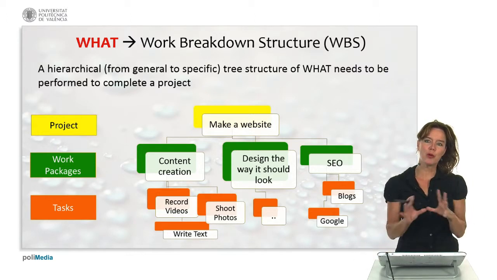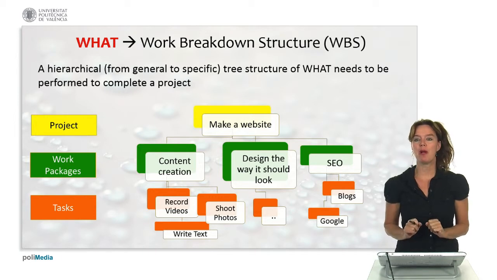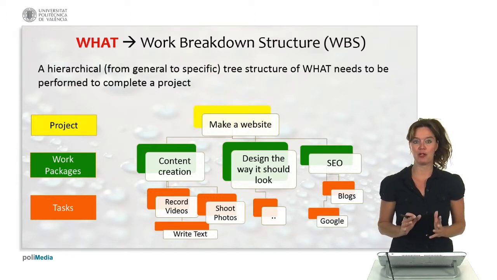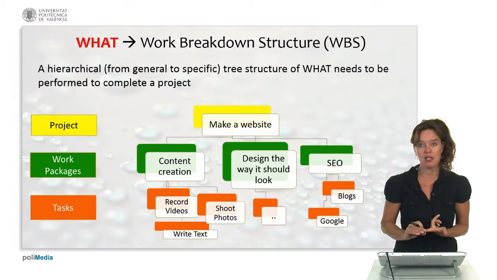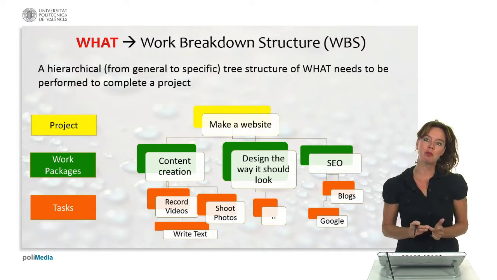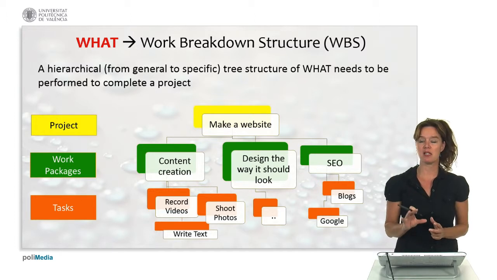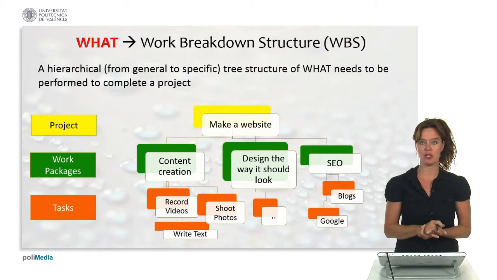What are the possible work packages that we need to do? So first of all, if we make a website, we need to create content. So this can be a specific work package. And what tasks do we need to do in this work package? Well, for example, we need to write text, we need to put some videos on it that we need to record, and we want to put some nice photos that we need to shoot. So there's 3 tasks in orange that belong to the work package content creation.